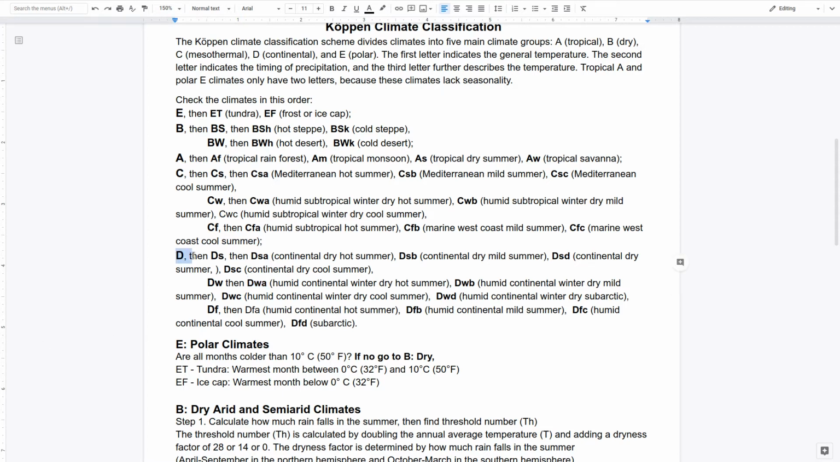If it's not a D climate, then you check, is it a polar climate? And if it's polar, all months, then you go through and check. Oh, I'm sorry, that was the end. Yeah, the last possible thing you'd come to is a DFD.